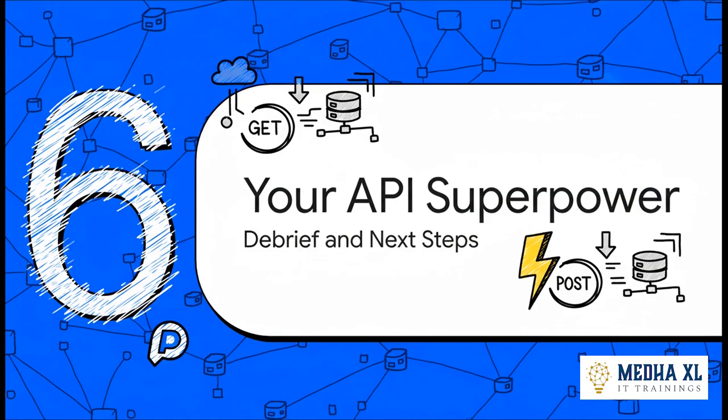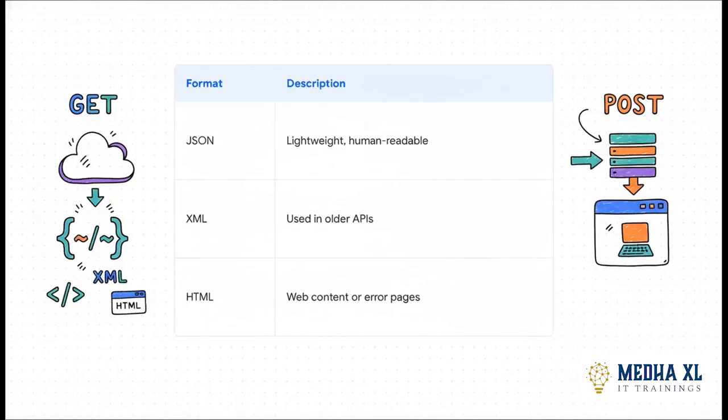Well done. Let's do a quick debrief and talk about the new power you now have right at your fingertips. So while we focused on JSON, which is by far the most common format you'll see, Postman can handle others too. You might run into XML, especially with older corporate systems. And sometimes if a request goes wrong, a server might just send back an HTML error page. Postman lets you look at all of these, so you always know what you're getting back.